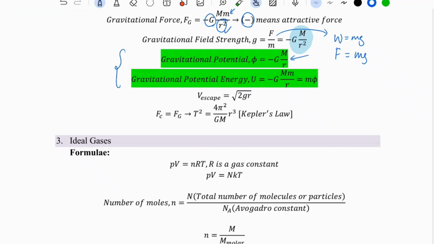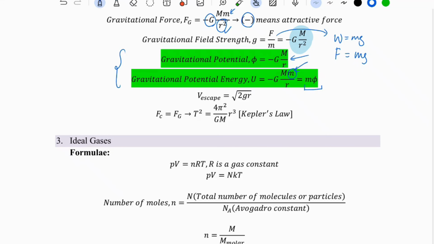Then next one, we have gravitational potential energy, which is negative G M m over r. You have two masses: one is the mass of one planet and the other is the mass of the other planet. Or you can also write it as m phi, because gravitational potential is negative G M over r, and potential energy has an extra mass here, which is the mass of a test mass.